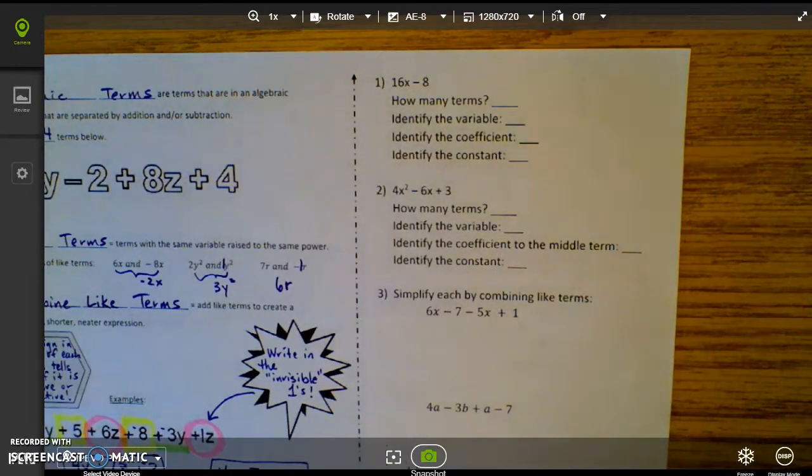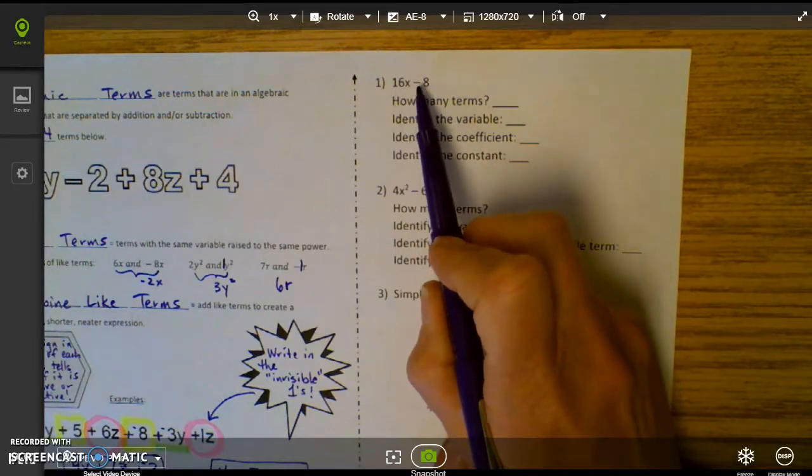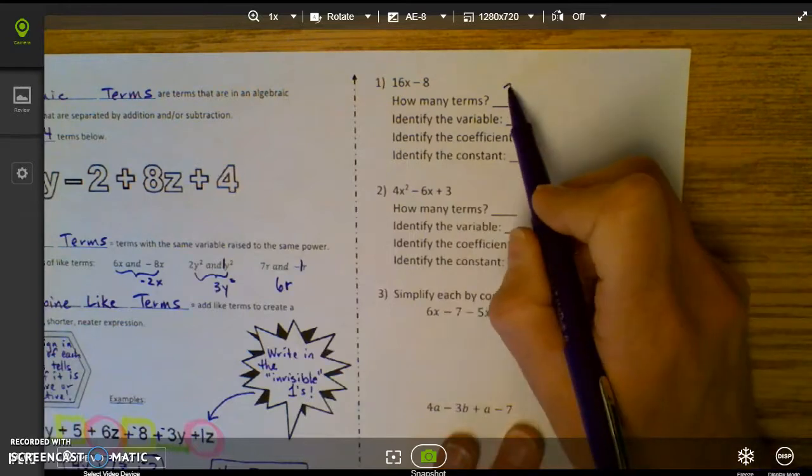First question over here says how many different terms are up there. Remember, terms are separated by either a plus sign or a minus sign. So that makes this a term, followed by this, so that's 2 terms.